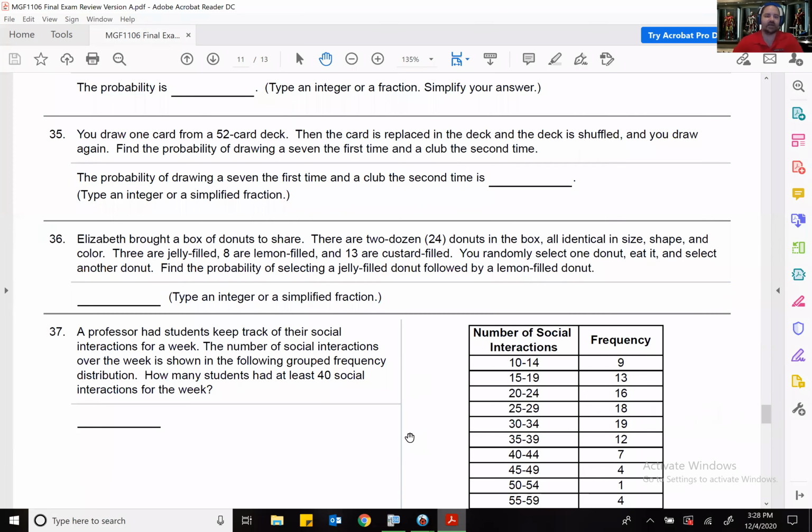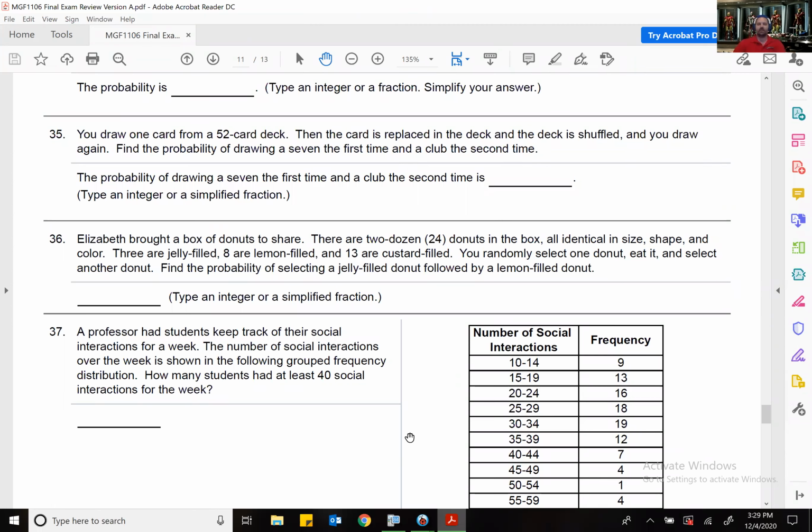All right, 36 says Elizabeth brought a box of donuts to share. Yay, I love donuts. There are 2 dozen donuts, which means 24, all identical in shape, size, and color. 3 are jelly filled, 8 are lemon filled, and 13 are custard filled. You randomly select one donut, eat it, and then select another one. Find the probability that you select a jelly filled and then select a lemon filled.